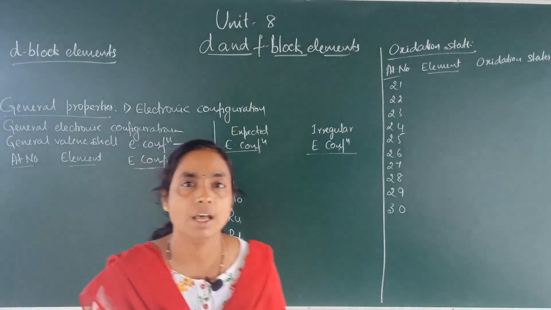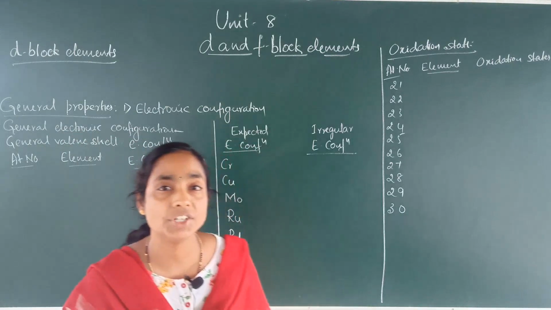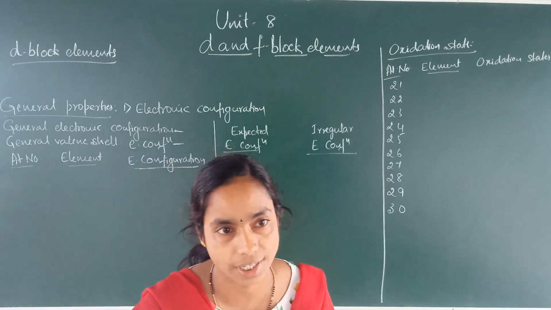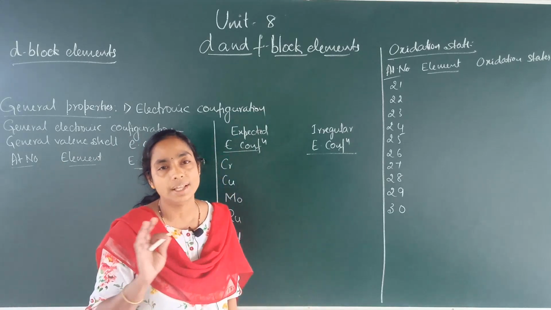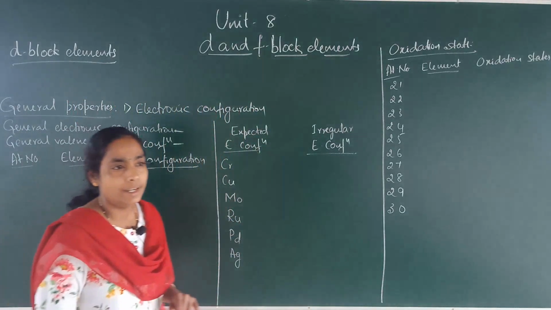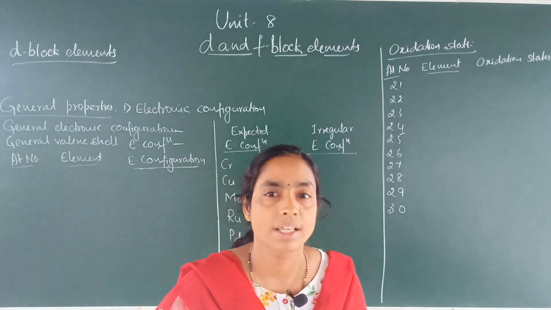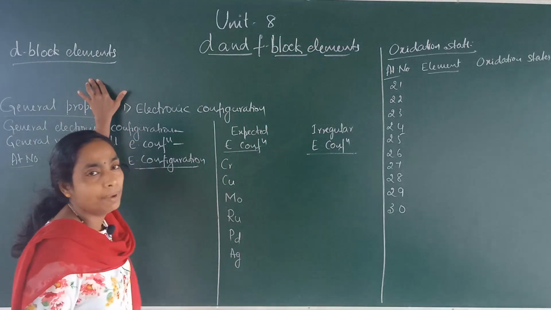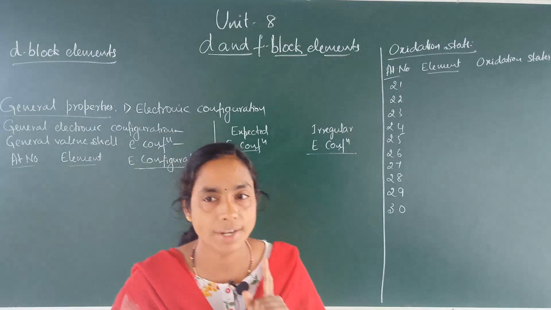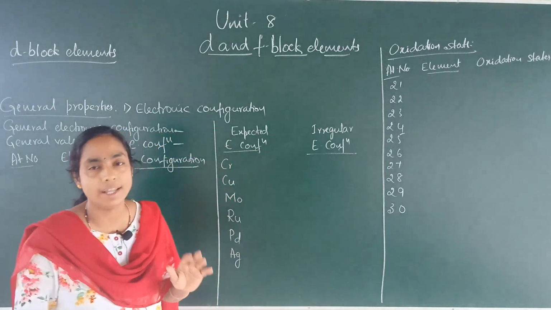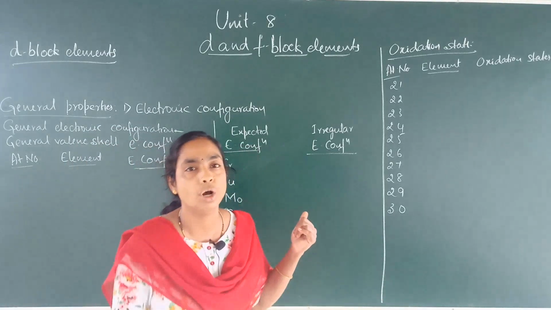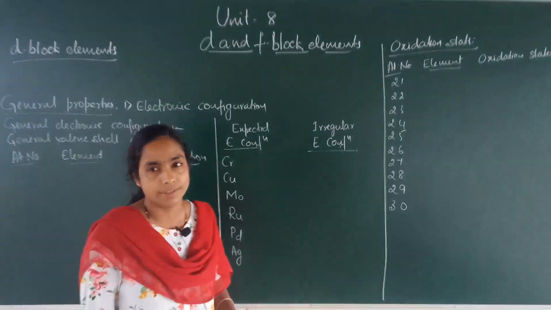D block elements are those elements which contain partially filled d orbitals in their ground state and common oxidation state. Ground state means elementary state, the most stable state. If the element contains partially filled d orbitals, then such elements are called D block elements. Partially filled means the d orbital contains only one electron. If the element contains at least one partially filled d orbital, then such elements are called D block elements.